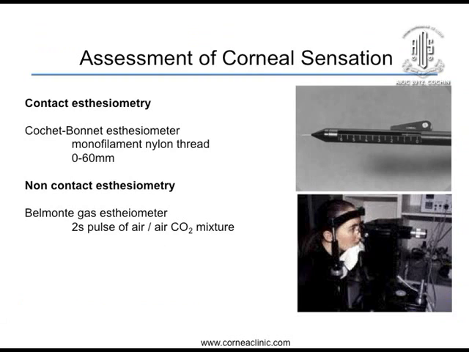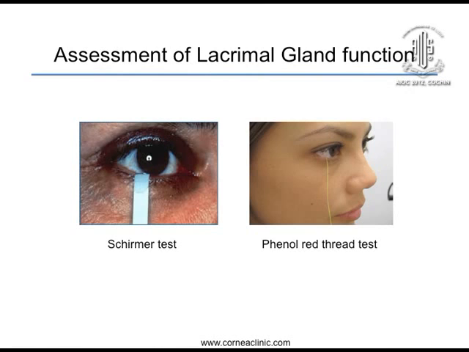Assessment of corneal sensation, yes. You can do that either by contact or non-contact method. The Cochet and Bonnet esthesiometer basically consists of a monofilament nylon thread, 0 to 60 millimeters. The longer the thread, the more sensitive the cornea. The second one uses a pulse of air or an air-carbon dioxide mixture, and that way also you can grade the corneal sensation. We know that as the dry eye becomes more severe, the corneal sensation finally reduces.